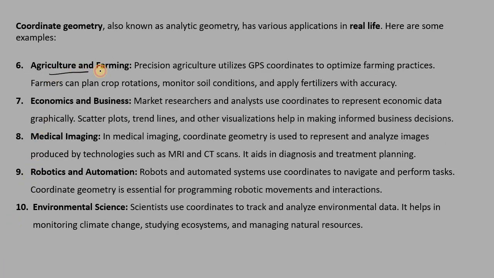We have agriculture and farming, right? Precision agriculture utilizes GPS coordinates to optimize farming practices. Farmers can plan crop rotation, monitor soil conditions, and apply fertilizer with accuracy. If you want to be a business person, market researchers and analysts use coordinates to represent economic data graphically, right?